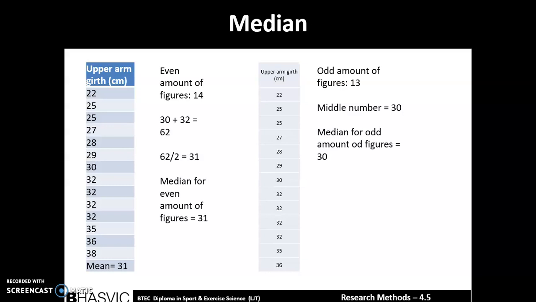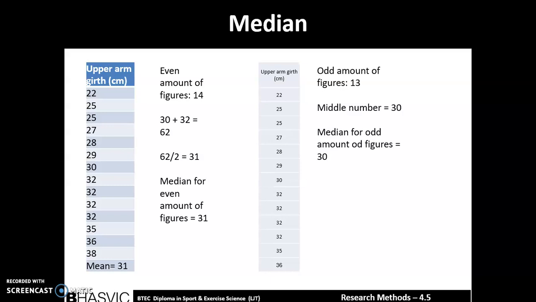As a result of this, when establishing the middle number within the data set, there are two different outcomes that can be obtained. For example, in figure 9 we can see that a researcher has recorded figures regarding British gymnasts' upper arm girth. The researcher in this case has made 14 recordings, which is an even number. Therefore, the median value will fall between two figures where the data is ordered in magnitude. In this case, the median value will fall between 30 and 32.